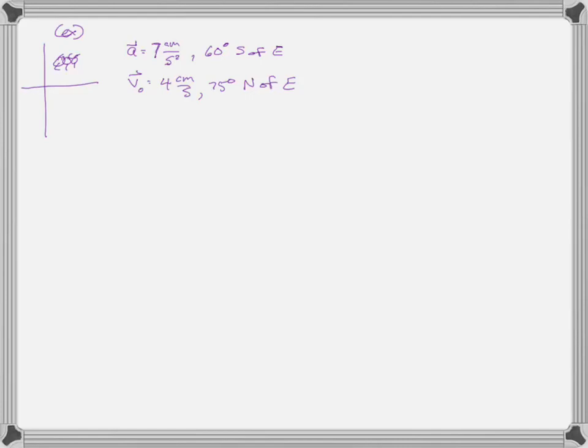And let's just say its acceleration is 7 centimeters per second squared, 60 degrees south of east, and its initial velocity is 4 centimeters per second, 75 degrees north of east. And let's ask the question, after, and this is really unrealistic, but after 10 seconds, what is the ant's displacement? And let's ask what its final velocity is. Displacement, let's call that A, and final velocity.